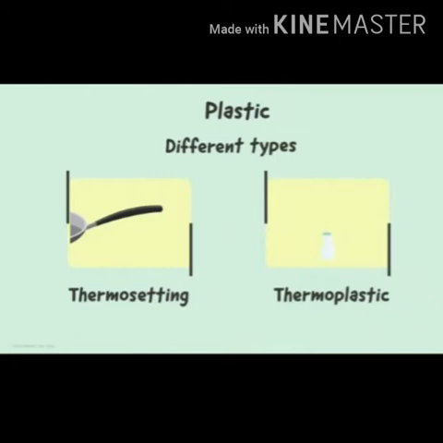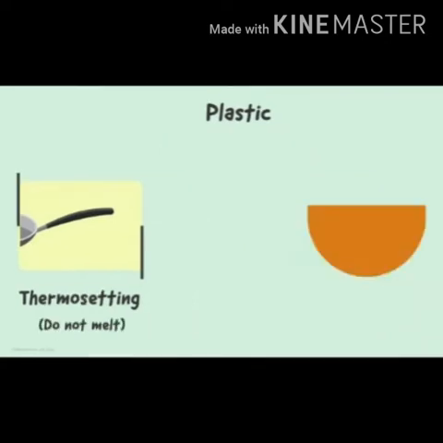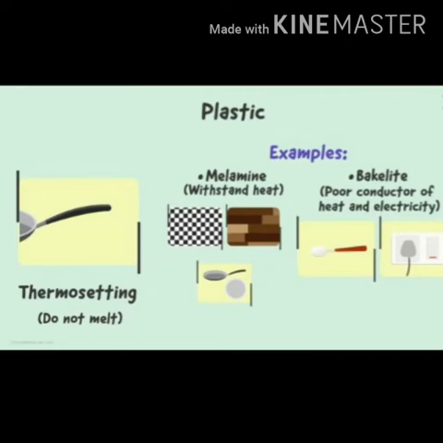What is thermosetting plastic? Thermosetting plastics do not melt or change shape. Examples are melamine and bakelite. Melamine withstands heat, and bakelite is a poor conductor of heat and electricity. So they are used in many ways.